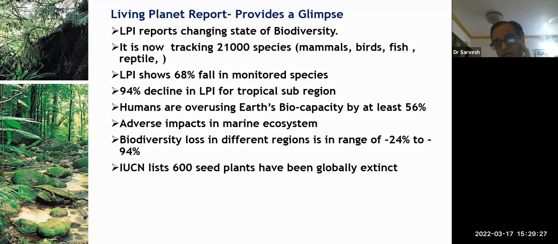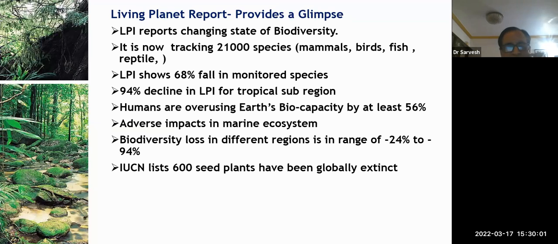I have taken this from the Living Planet Report 2020, just to share with you. It is tracking around 21,000 species, including mammals, birds, fish, and reptiles, and it reports the changing state of biodiversity. It has brought out that even in the monitored species, there is a 68% fall, and in the tropical region, the decline is quite serious and very threatening.